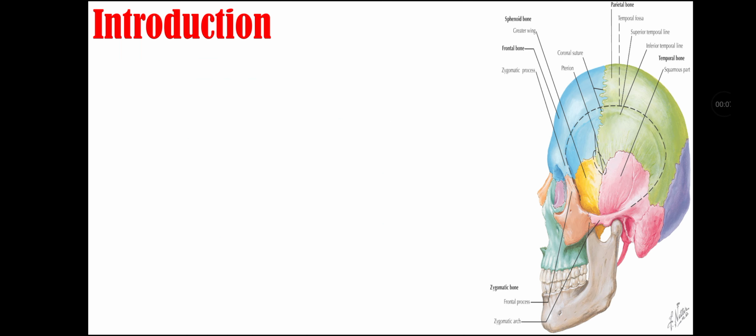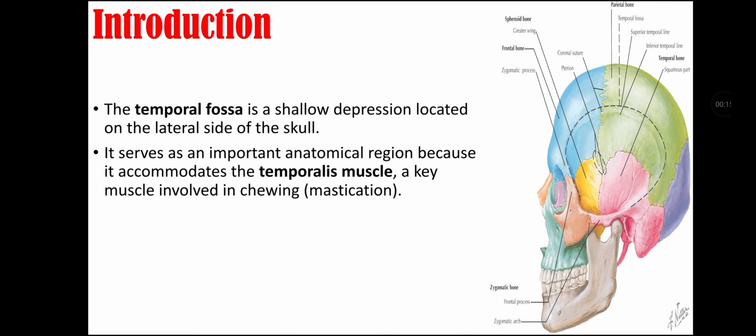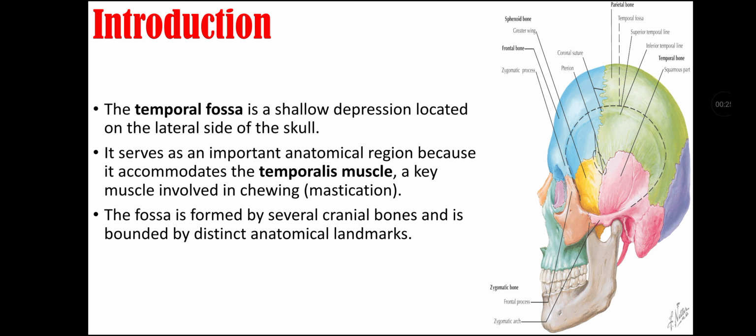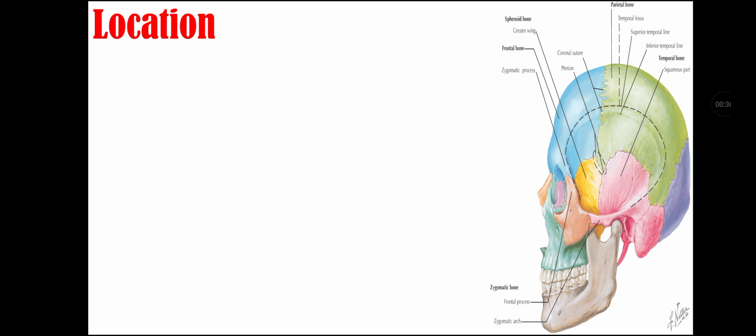So let's start our topic with introduction. Temporal fossa is a shallow depression that is located on the lateral side of the skull. It serves as an important anatomical region because it accommodates the temporalis muscle, that is a key muscle involved in chewing or mastication. This fossa is formed by several cranial bones and is bounded by distinct anatomical landmarks. Understanding its structure and content is essential in anatomy, dentistry, and clinical medicine.